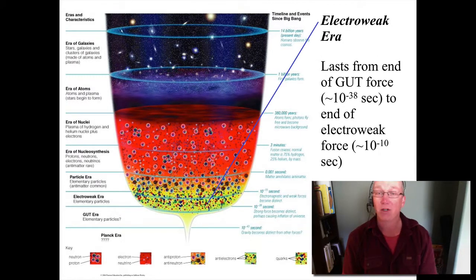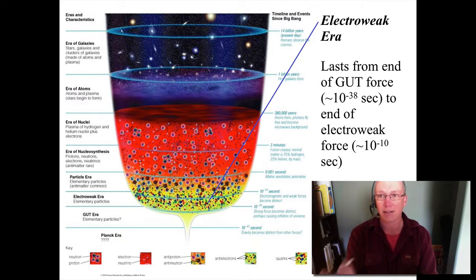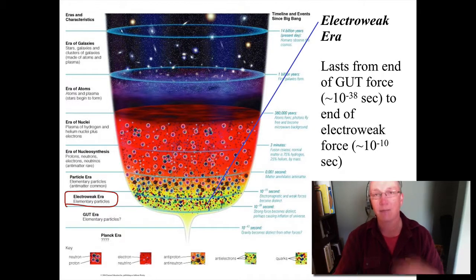Okay, so the next era is something called the Electroweak Era. The strong force has broken off from the electromagnetic and weak forces, and this is where we can start to get elementary particles. So every single particle in your body was created at this time. Well, I should be careful about that. There was still annihilation back and forth, but the particles in your body could exist at this point in time, up to 10 to the minus 10 seconds after the Big Bang. So this is called the Electroweak Era.